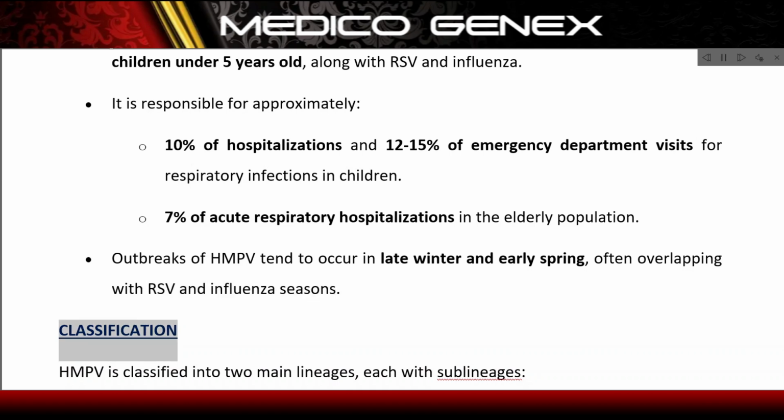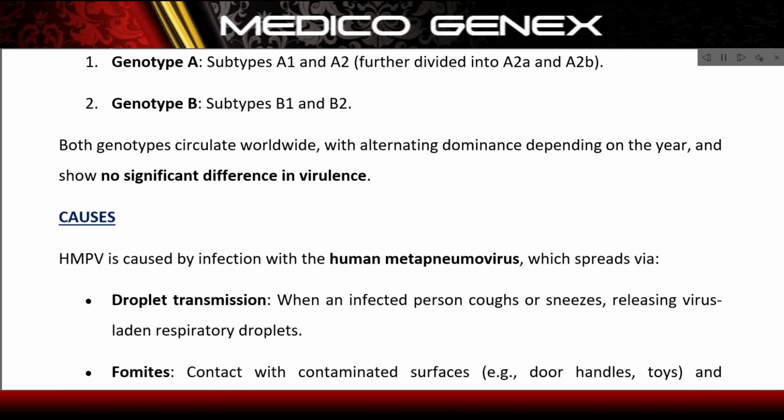Classification. HMPV is classified into 2 main lineages, each with sublineages. Genotype A, subtypes A1 and A2, further divided into A2A and A2B. Genotype B, subtypes B1 and B2. Both genotypes circulate worldwide, with alternating dominance depending on the year, and show no significant difference in virulence.